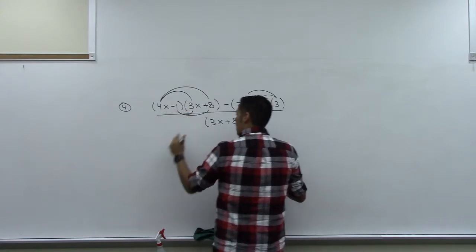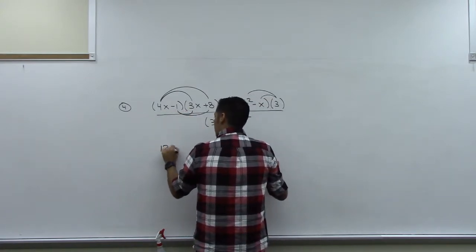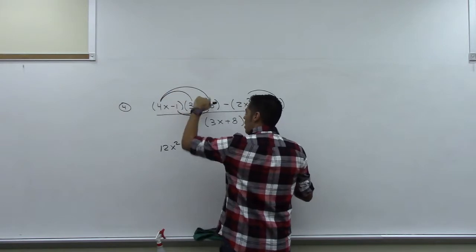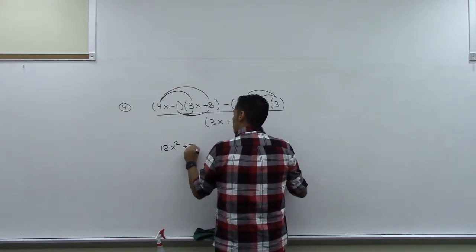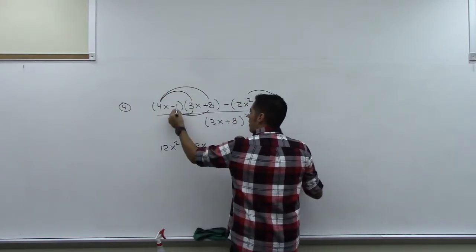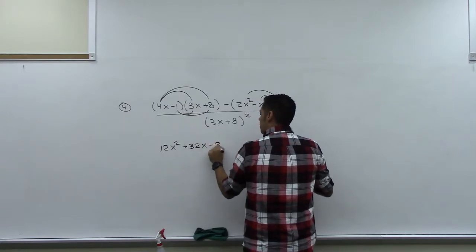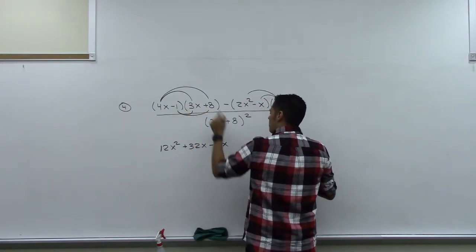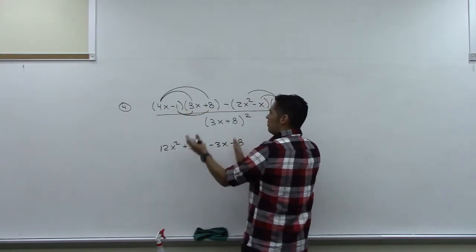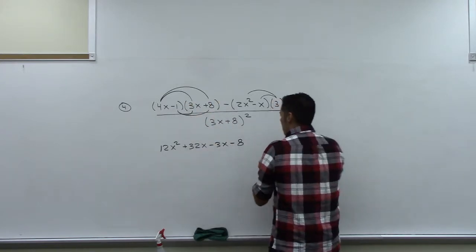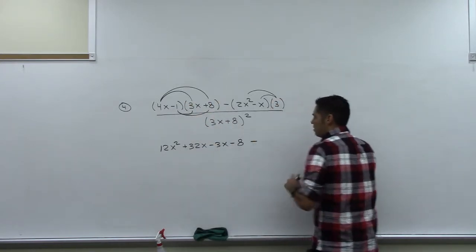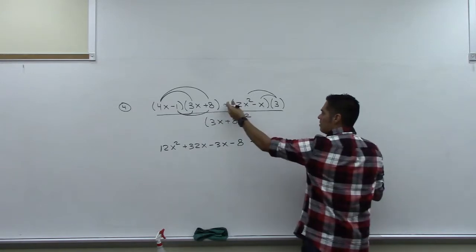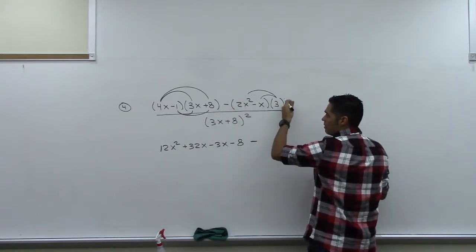4x times 3x gives us 12x squared. 4x times 8 gives us positive 32x. And then negative 1 times 3x is minus 3x. Then minus 1 times 8 gives us minus 8. So that takes care of this top left piece. Now we have minus, and I don't want to mess up that negative sign because that negative sign is going to need to go through and pass through everything over here.